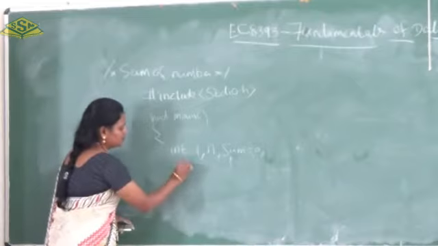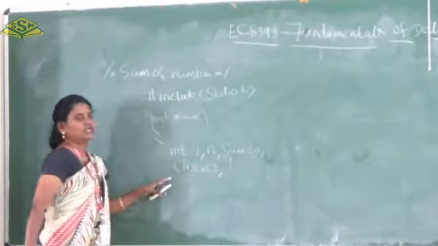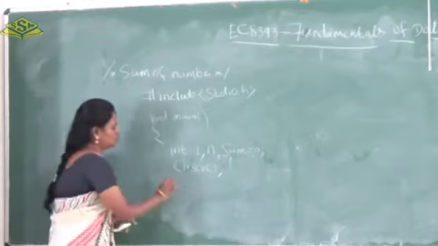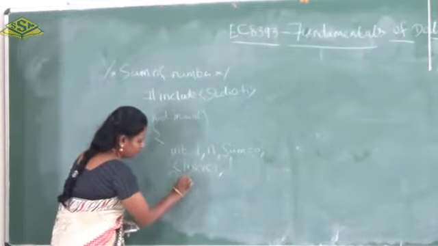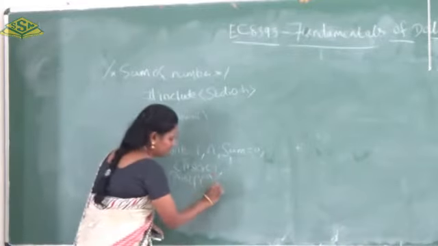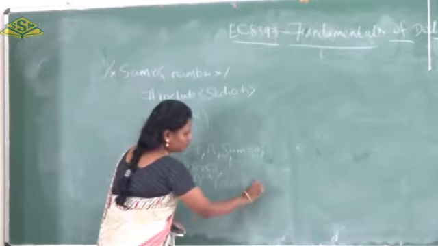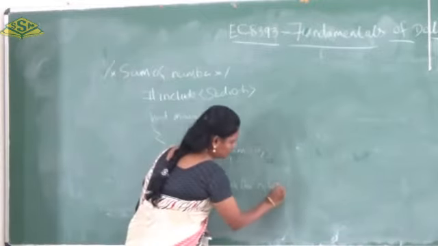Then I have to use clear the screen, clrscr. First I have to get the n value. So I have to use printf within double quotes, "enter the n value".